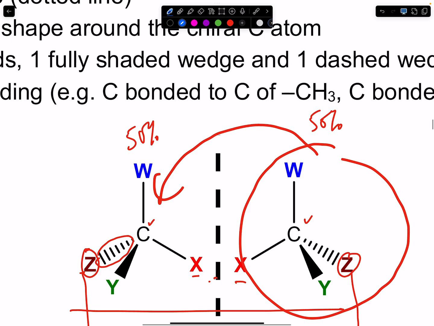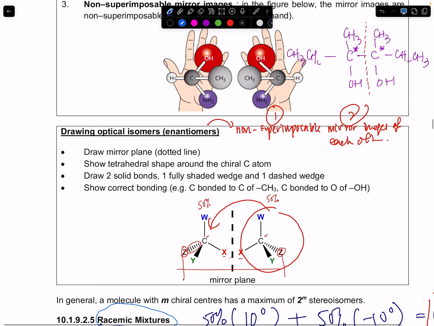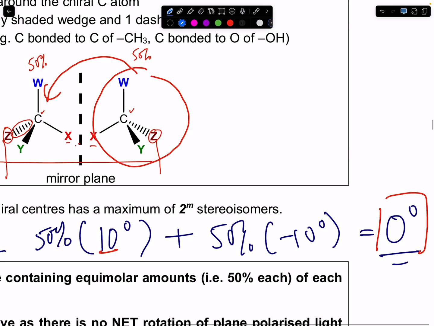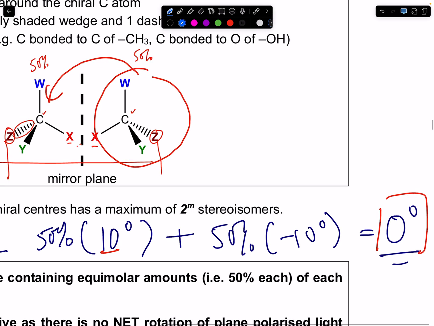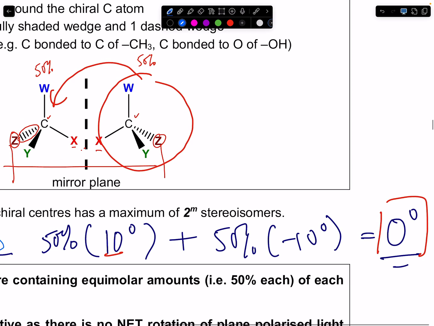This picture here are mirror images of each other, right? But they are not superimposable. Which means that if I take the image and I put it on top of the object, I will not be able to superimpose them. So we call this enantiomer. If you have 50% of each enantiomer, let's say this one rotates 10 degrees anti-clockwise, this one rotates 10 degrees clockwise, you will have no net rotation. Can you see it becomes 0 degrees?